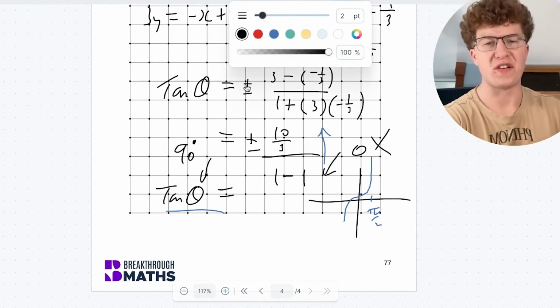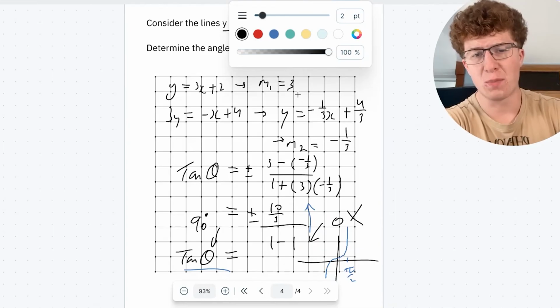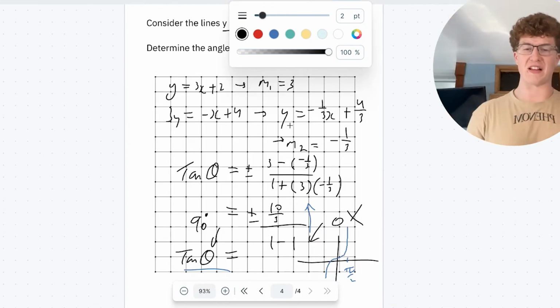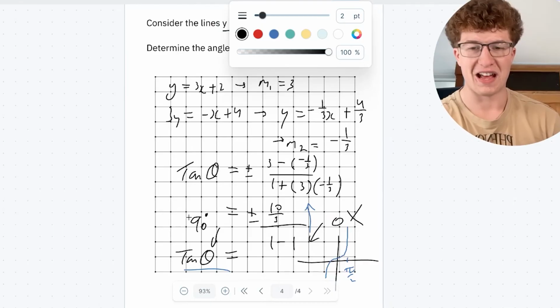But in general, if you fill into this equation, if you get the slope of the first line and the slope of the second line and you just fill in, you're going to get the right answer. But in this case, yeah, it's 90 degrees.